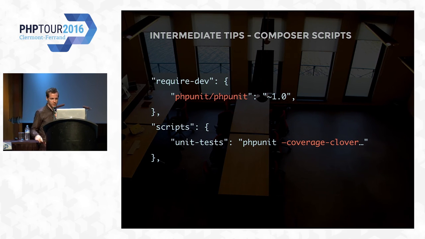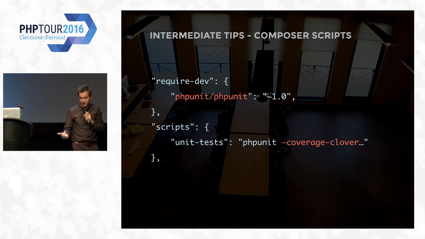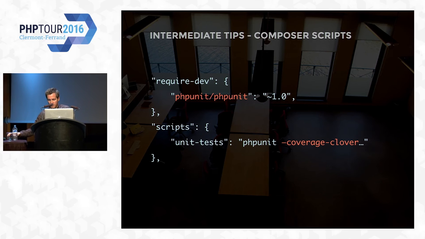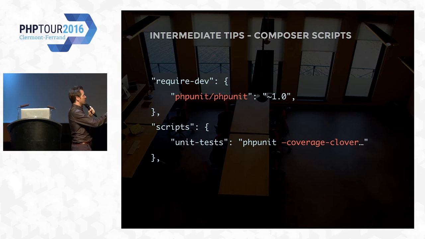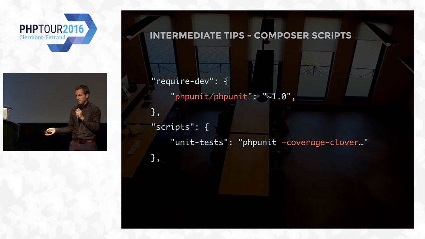I do this so that I can use one single phpunit.dist.xml file and just run unit tests differently in the local environment than in the CI environment. Note that we write phpunit here, but Composer will first search in the vendor/bin folder for a PHPUnit executable, and when that's not found, then Composer will look globally on your computer. So this is pretty useful. You no longer have to write vendor/bin.